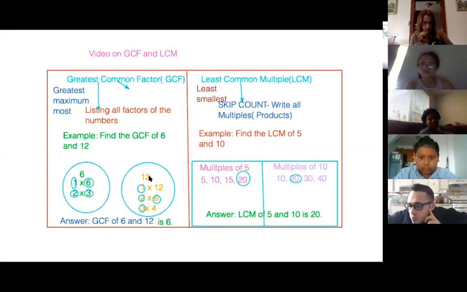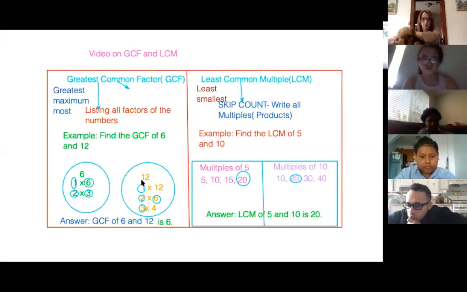Well, to get to 12, we know we have to multiply. 1 times 12 is 12. We know that 2 times 6 equals 12, and 3 times 4 equals 12. Now that we listed the factors, we're going to look at what's in common in both.